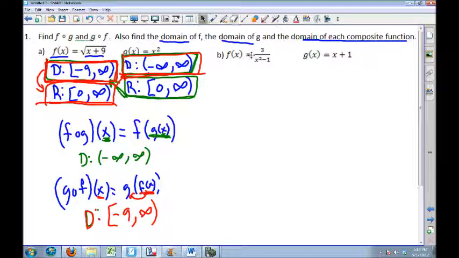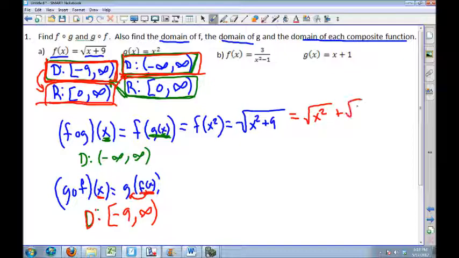Once I have those domains, I'm going to go ahead and find what these composition functions actually are. For my first one, I take the value of g of x, and I plug it in for f of x. That will be the square root of x squared plus 9. Now, a common error, or something that students tend to do, is to equate this to the square root of x squared plus the square root of 9. This is a big no-no. Don't do that.